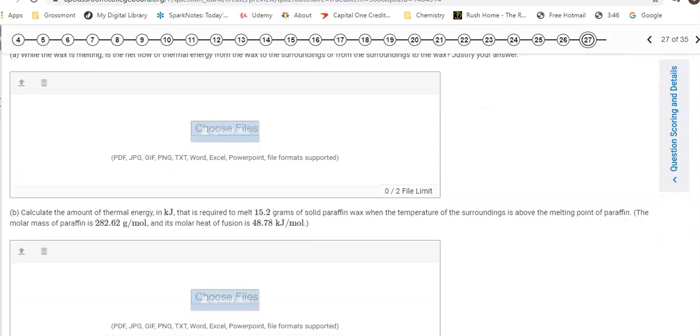B, calculate the amount of thermal energy in kilojoules. I don't know if I want to do this. Again, numbers are just not going to be on the test.